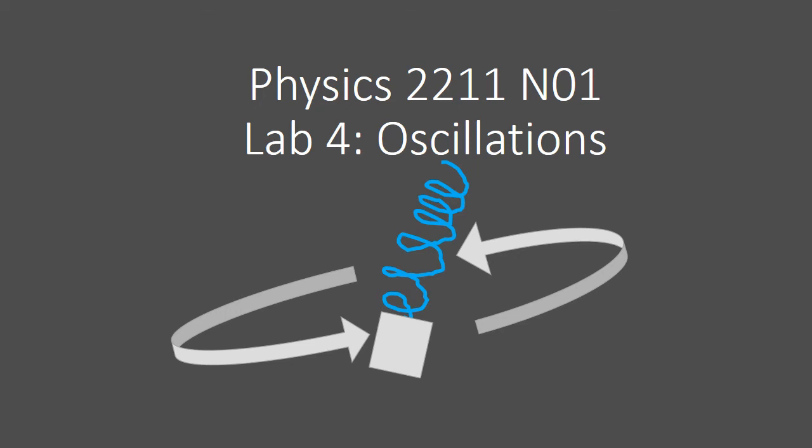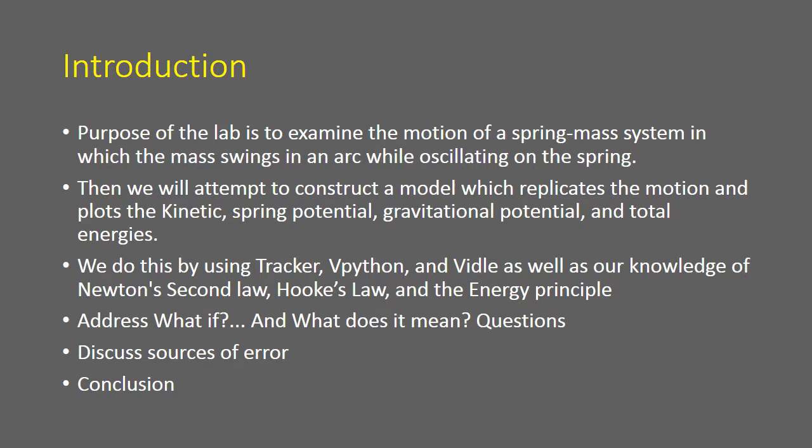This is the Physics 2211 Lab 4, Oscillations. The purpose of this lab is to examine the motion of a spring mass system in which the mass swings in an arc while oscillating on the spring.